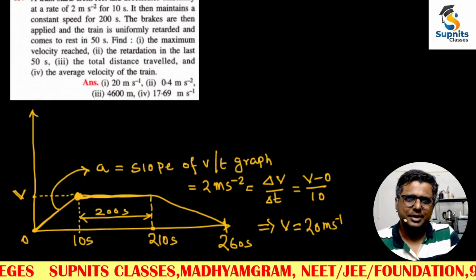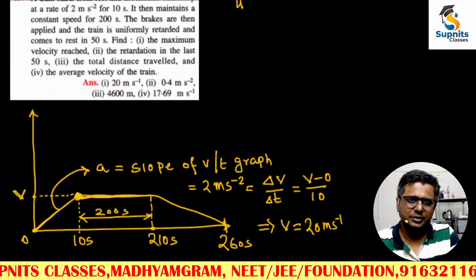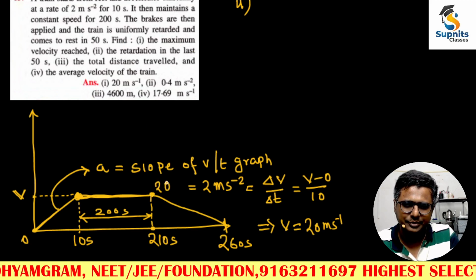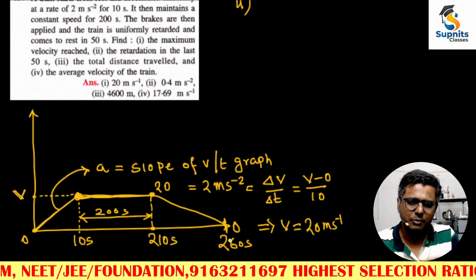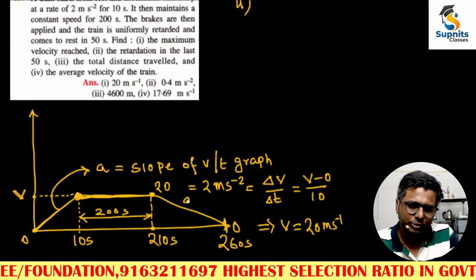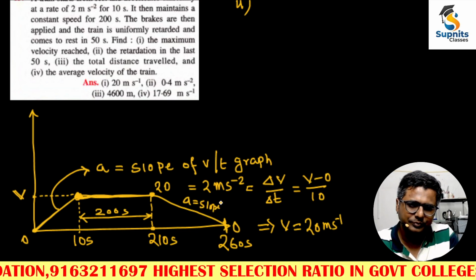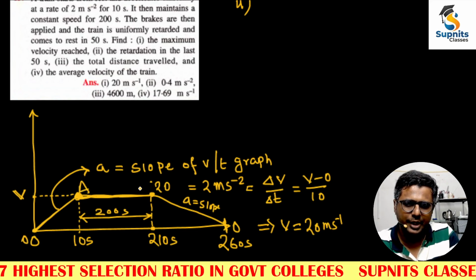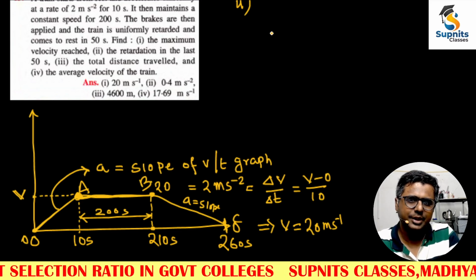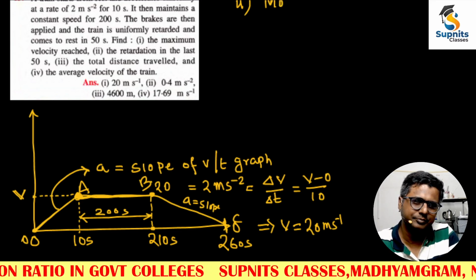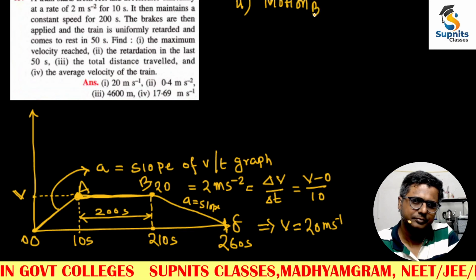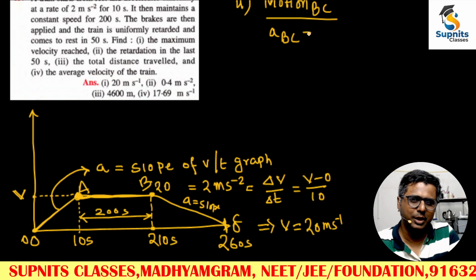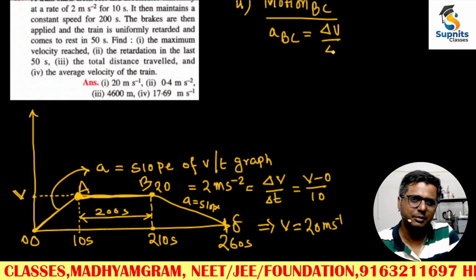Next, number 2, retardation in 50 seconds. Now you know that this V is 20. This is 0. So here also acceleration will be the slope, right? So if I take this as O A B C, now if I take motion of BC, so acceleration in BC will be also del V by del T.